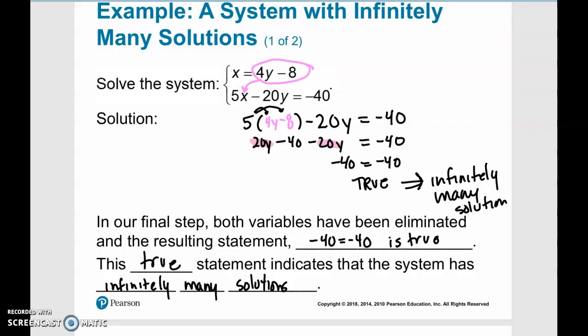You can use either method to solve this. I'm going to use substitution, but you can use addition. With substitution, this is how I did it. This was already solved for x, so I substituted in there, and when I simplify it, I end up with a true statement. Different than the last time, because this one is true. And if that is the case, then there are infinitely many solutions.